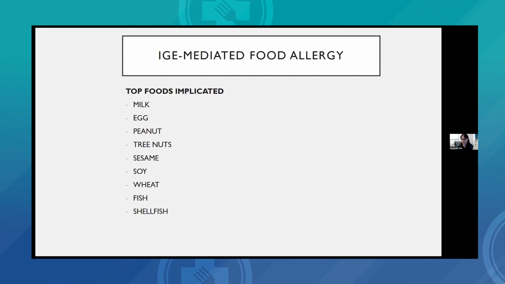And the top foods implicated in IgE-mediated food allergy are this list here, at least in the United States: milk, egg, peanut, tree nut, sesame, soy, wheat, fish, and shellfish. There are many other foods that can cause allergic reactions or that people can become allergic to, but this list covers the great bulk of patients that we see.